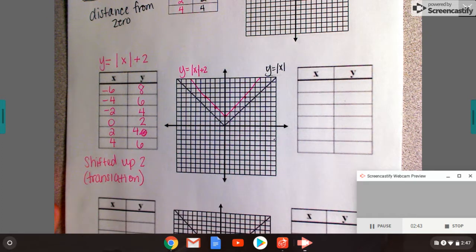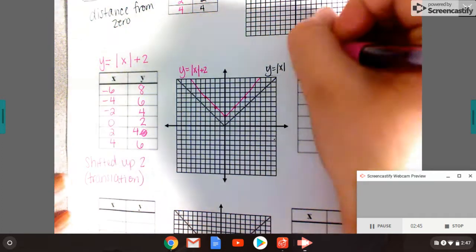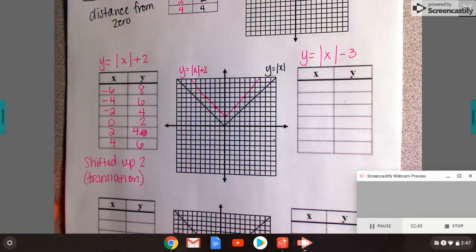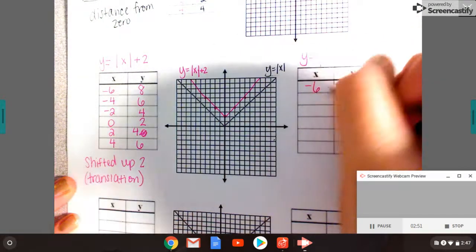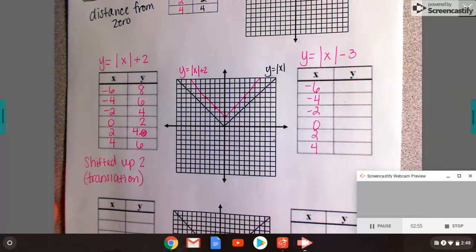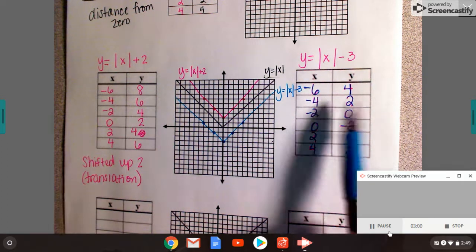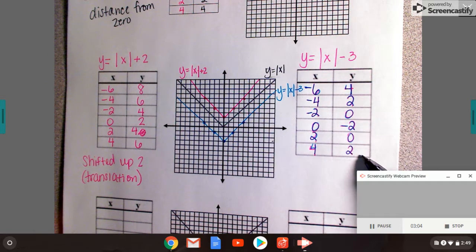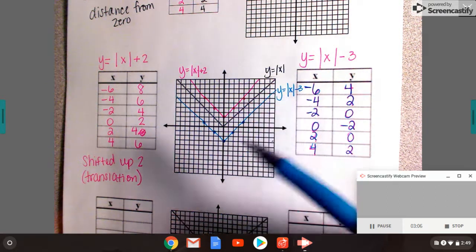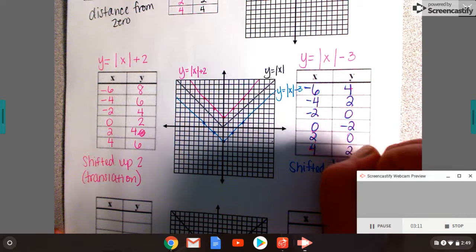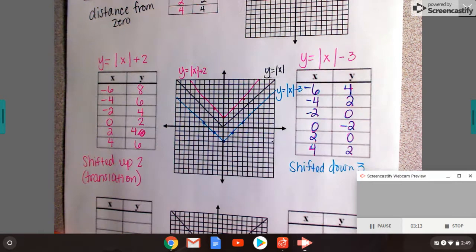All right, let's try a different one. If I did y equals absolute value of x minus 3, we'll use our same x's. Go ahead and find your table, pause your screen, and check with mine. All right, here's our last one. Go ahead and check your table with mine. You should have 4, 2, 0, -2, 0, 2. And when I graphed this, notice it just dropped down 3. So this one shifted down 3. And that was also a translation.